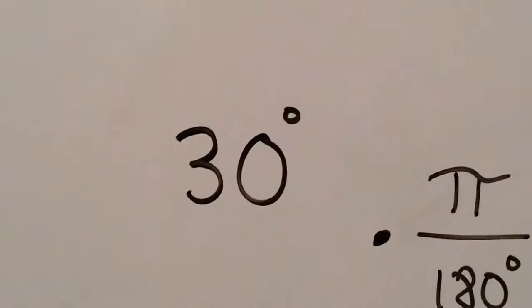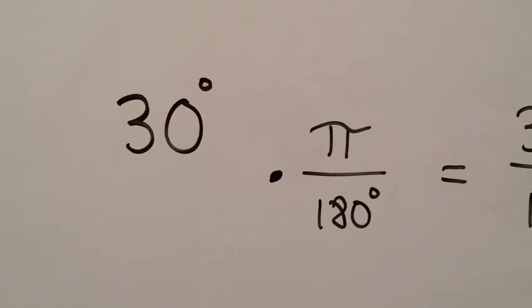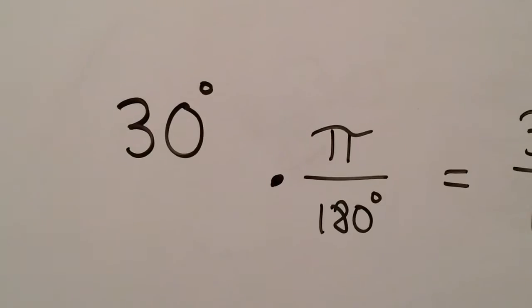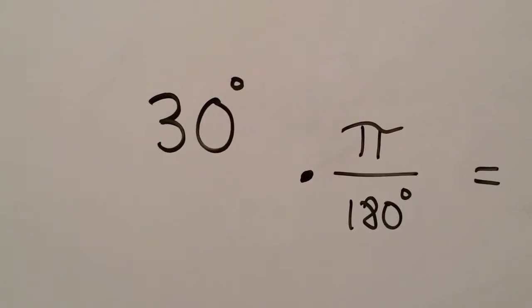Let's say we have an angle that is 30 degrees, and we are interested in converting it into its radian measure. To convert to radians, we would multiply our angle by the conversion 180 degrees divided by pi. This conversion will allow us to take a degree angle and write it in its radian form.